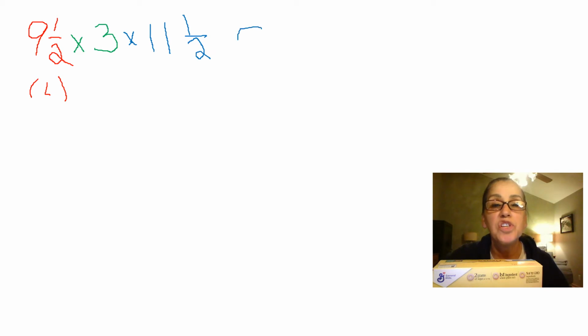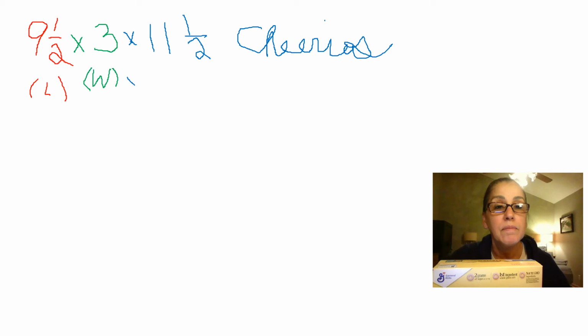And this is called Cheerios. There we go. Cheerios. Excellent. Okay, so our formula is length times width, this is the width, times height. And this is our height. That's our Cheerios.